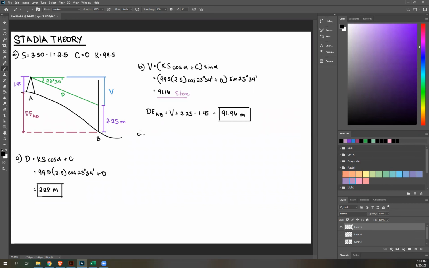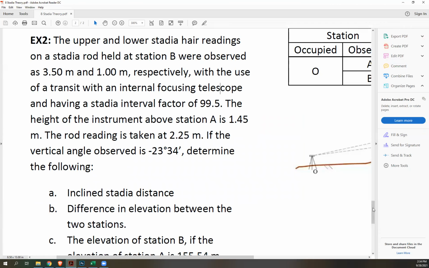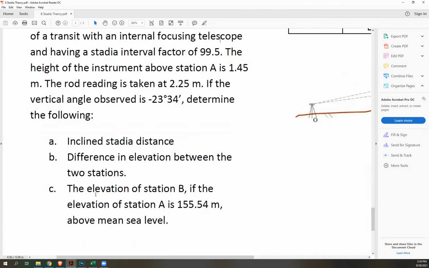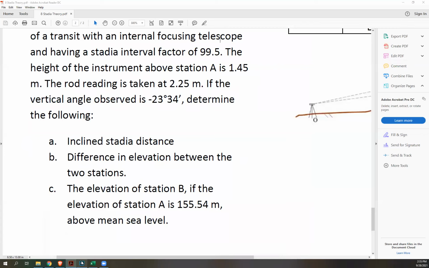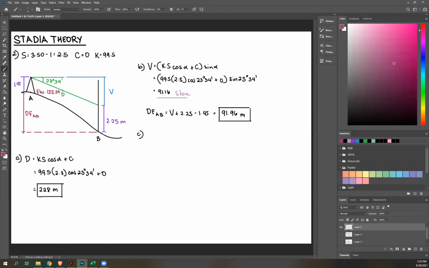And then part C, the question is: find the elevation of station B, if the elevation of station A is 155.54 above mean sea level. So the elevation of this is 155.54. Okay, so that's easy.